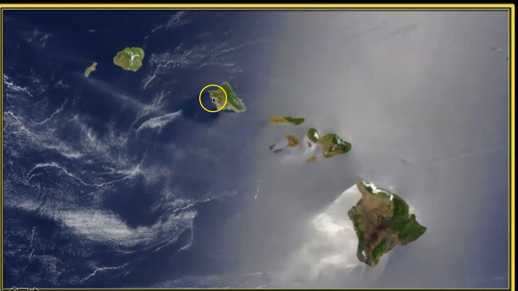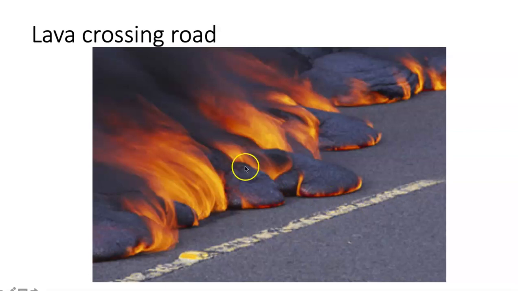Hawaii, an American state, is also volcanic. Some of you may have been there. Active volcanoes happen right here on the Big Island. Here's a picture of lava crossing the road in Hawaii.